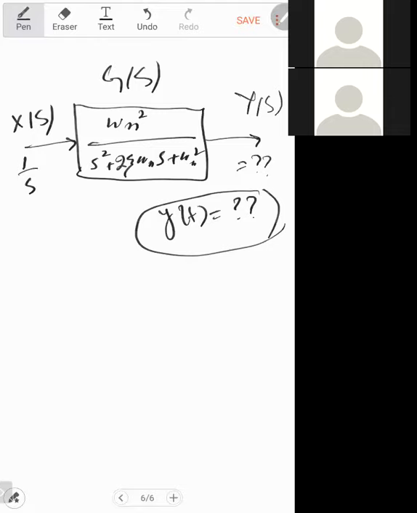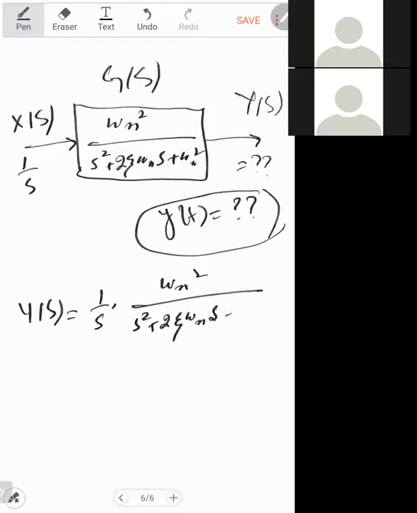So let's say that 1 over s is the unit step function, the Laplace transform of the unit step function. So it is applied at the input, and g of s is the response of the system. So y of s will be equal to 1 over s multiplied by omega n square divided by s square plus 2 zeta omega n s plus omega n square.